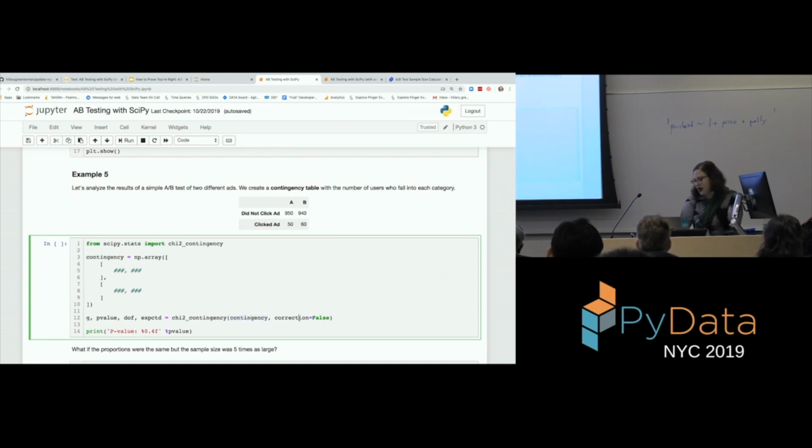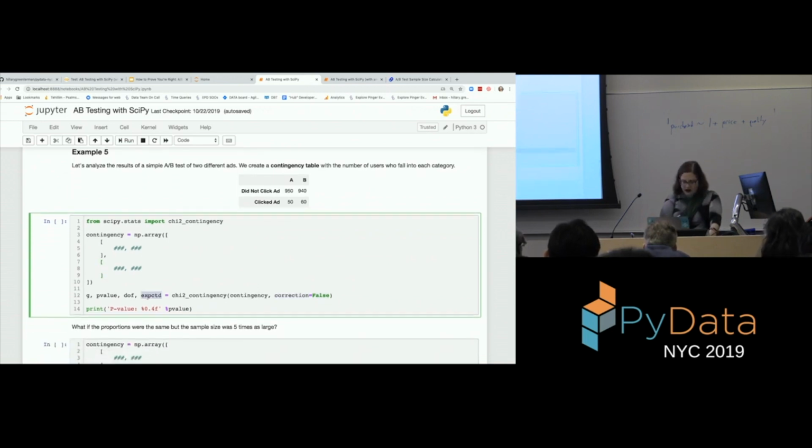And then generally, we would want to use correction equals False. Correction is for when we need to use something called a Bonferroni correction. I never know how to pronounce it. If we have a very small number in any of these cells, I believe it is less than 5. But if you forget to enter that, it doesn't make a really huge difference in your p-value, and you're probably fine.